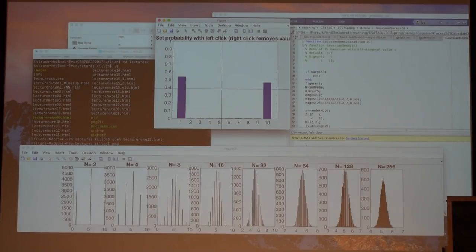Okay, any questions about this demo? Is n the number of samples you're taking, or the size of your... N is actually the number of values that I'm averaging, and then I take many, many averages. Okay. And I think my notes may have a mistake there. I'm going to correct that on the slide.